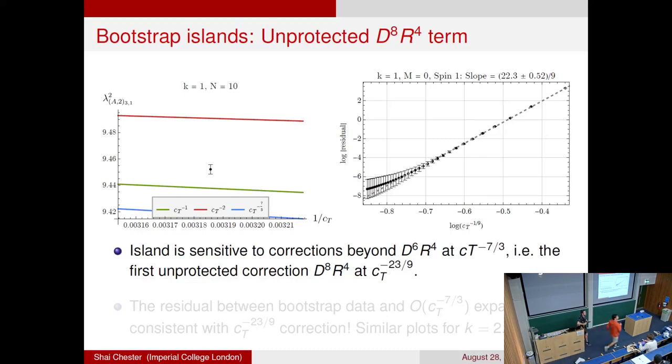Okay. This b to the 8, r to the 4, you say is unprotected. Yes. Is it a coefficient? Does it preserve any supersymmetries? It doesn't preserve any supersymmetry. None. Yeah. That's why it's the most interesting one.